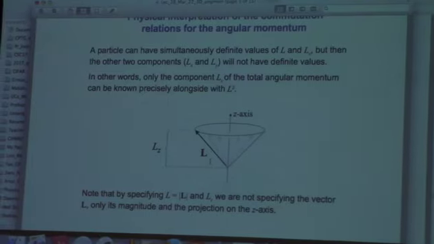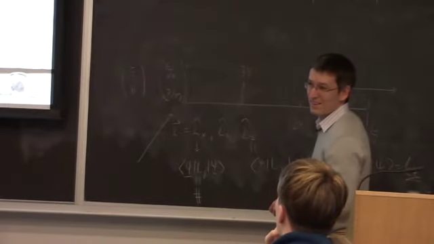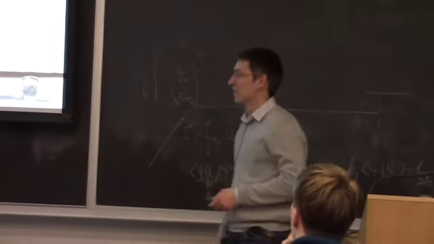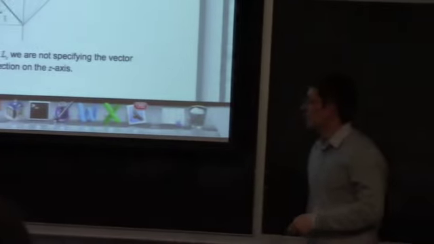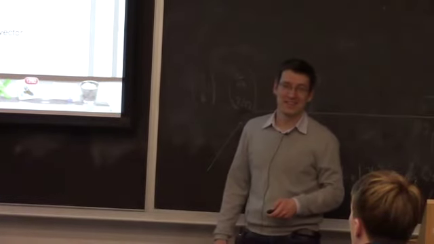I explained it last time. Yeah, that's right, it's in the xy plane. But why do we have a circle, or multiple arrows that all have the same projection in Lz but definitely different values of x and y? Why do we have that uncertainty? Anyone in the back row?